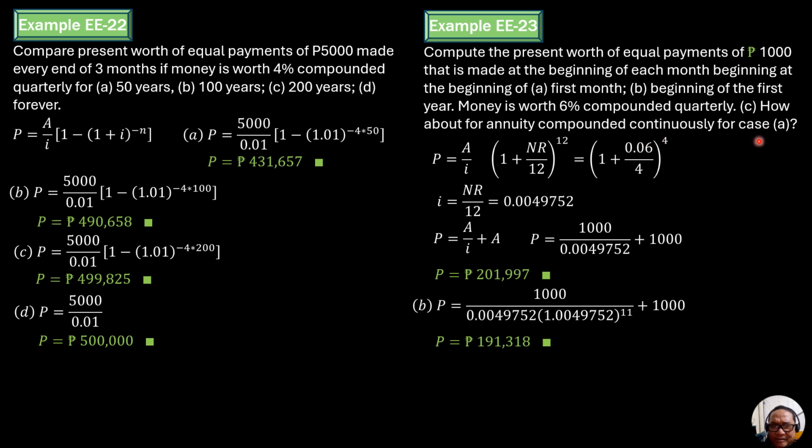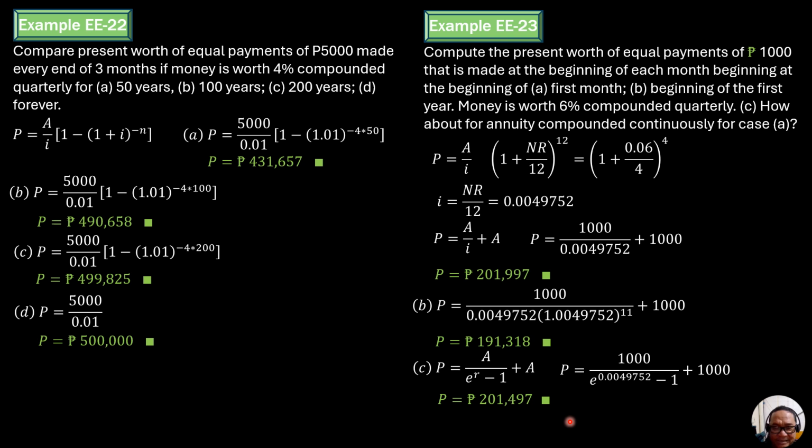Then for C, annuity compounded continuously, for case A, the formula is A over e to the r minus 1. So P is A over e to the r minus 1, then plus A again because there is A at the beginning of the month. So 1,000 over e to the 0.0049752 minus 1, plus 1,000. So that's why P is 201,497.